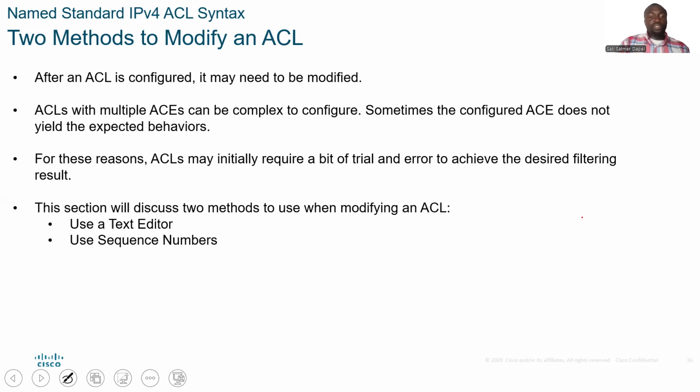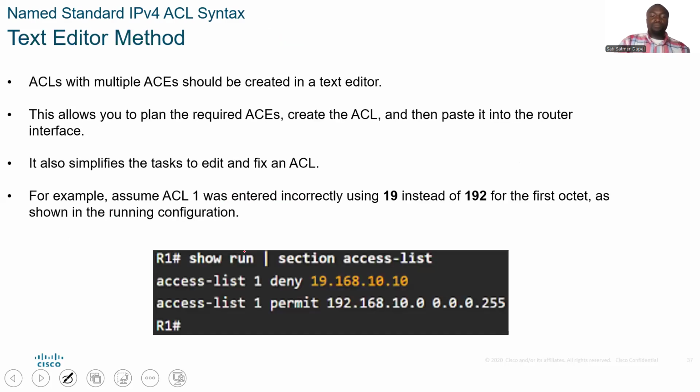So this section will discuss two methods to use when modifying an access list. One is to use a text editor like Notepad. Just copy it, take it to Notepad and edit it. And the other is to use sequence numbers. Now, using the editor, an access list with multiple access control entries should be created in a text editor. This allows you to plan the required access control entries, create the access control list, and then paste it into the router interface. It also simplifies the task to edit and fix the access control list.